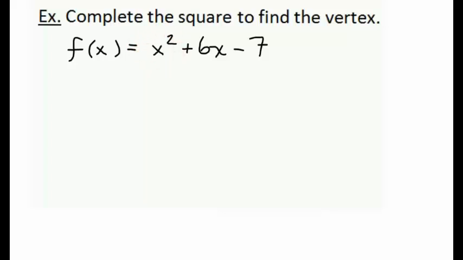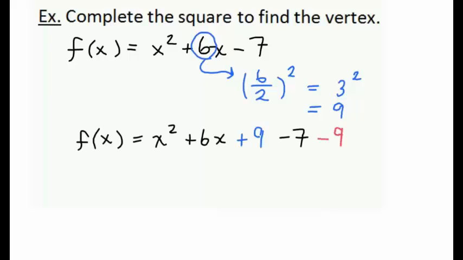So we move over to the coefficient in front of the x term, which is 6. We take that 6, we divide by 2, and then we square it. 6 divided by 2 is 3, and when we square it, we get 9. So 9 is going to be the value that we need to add and subtract from our function in order to complete the square. So I've indicated those changes here, our addition in blue and our subtraction in red.